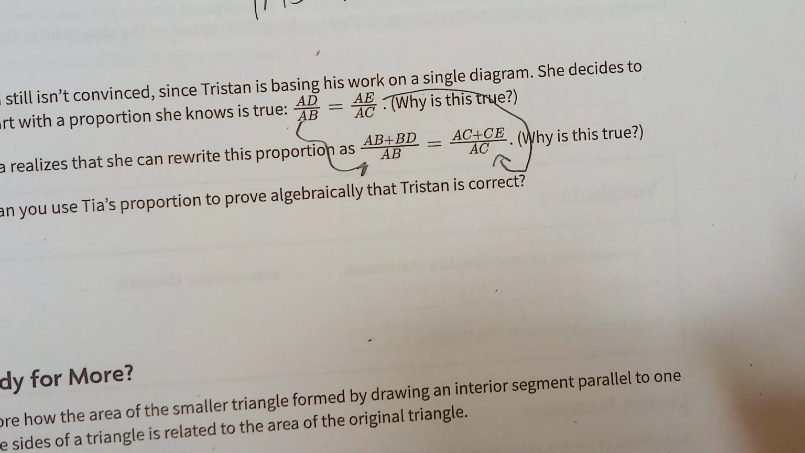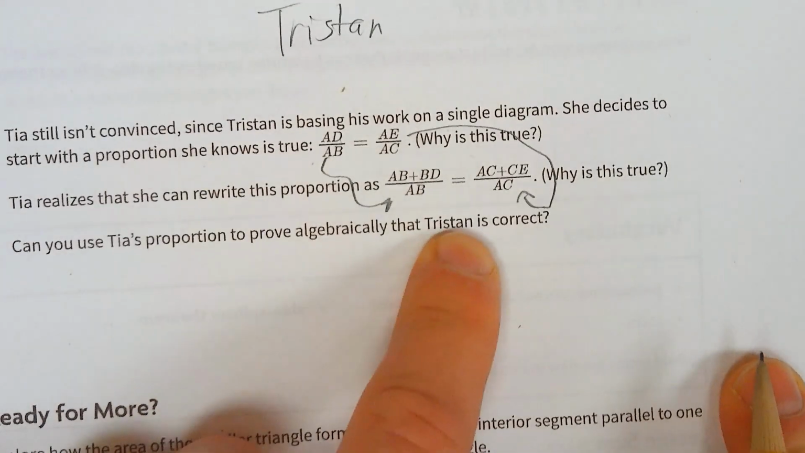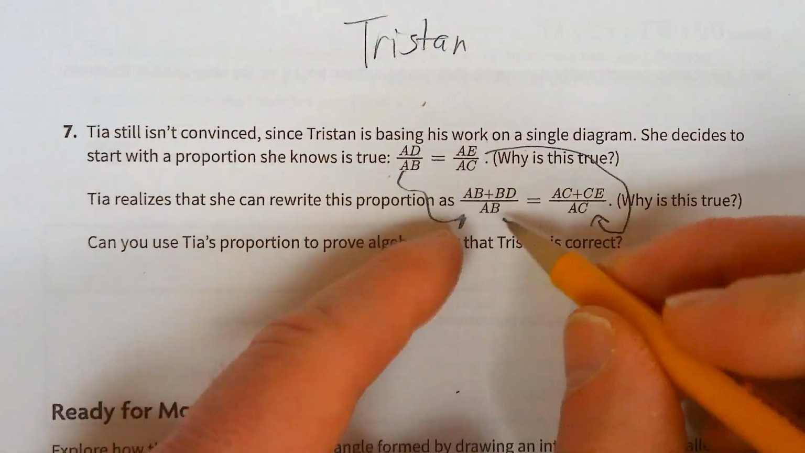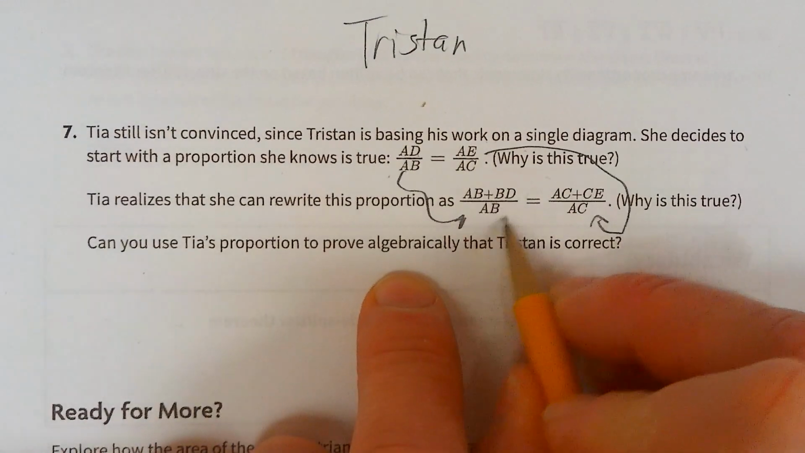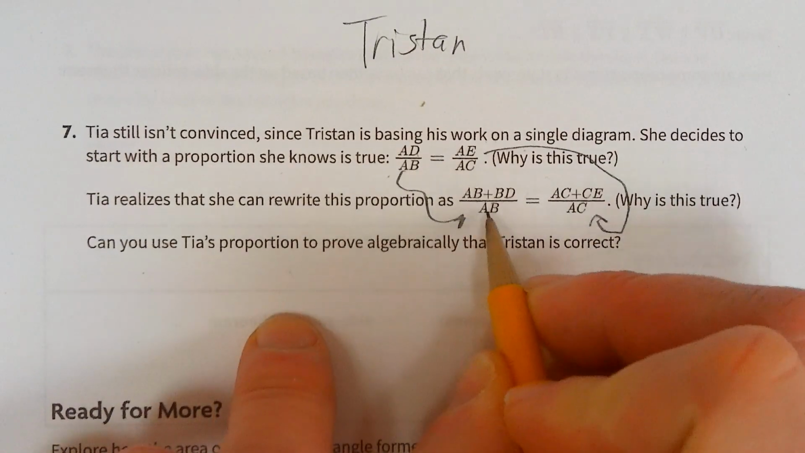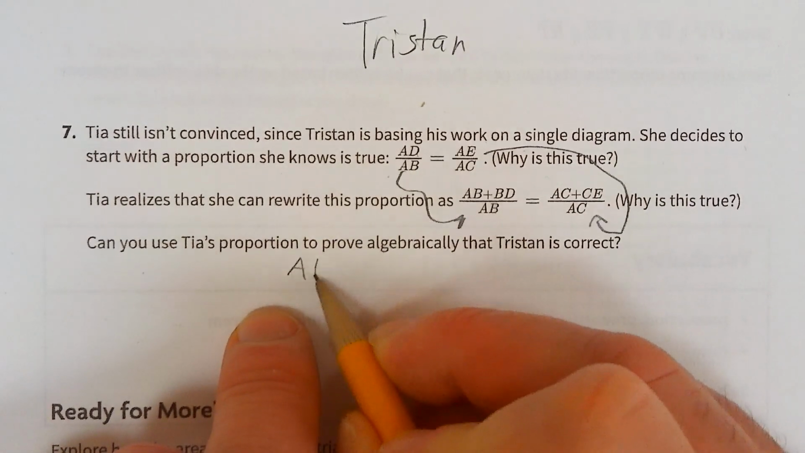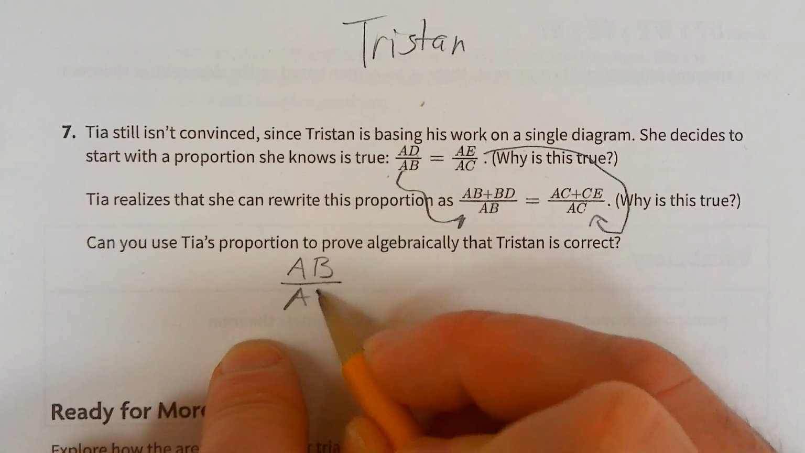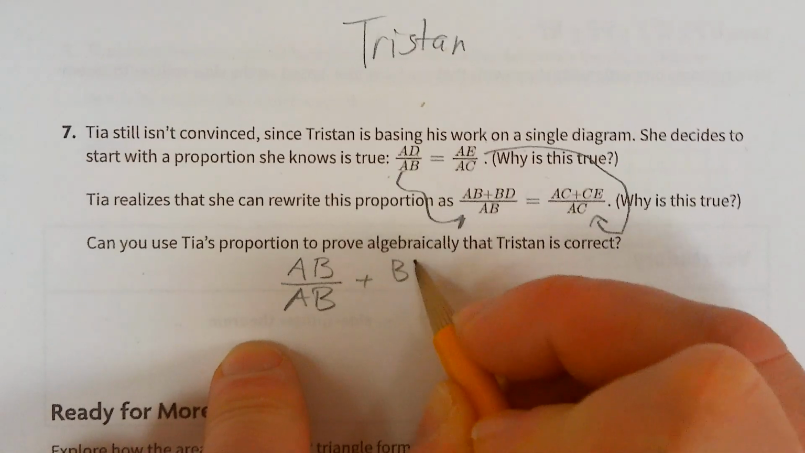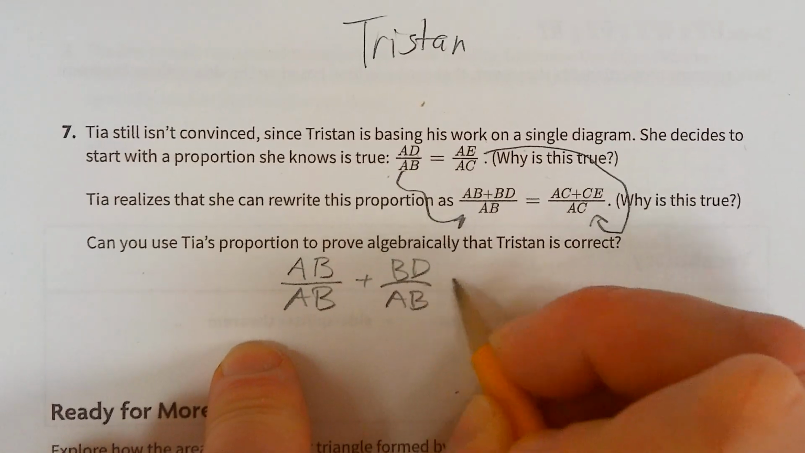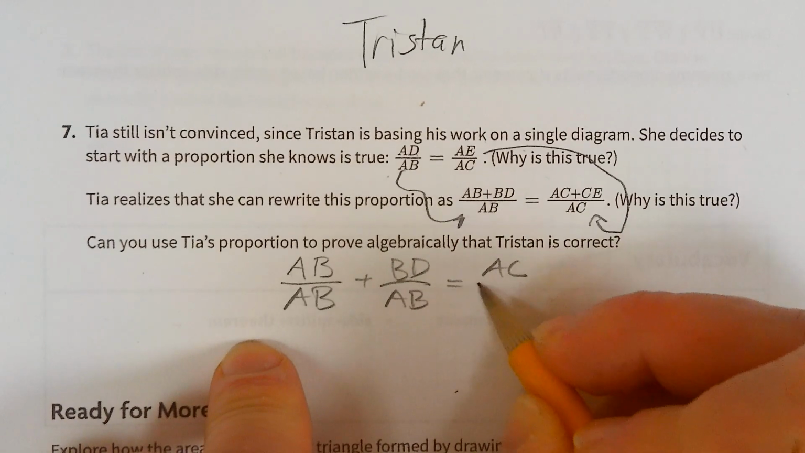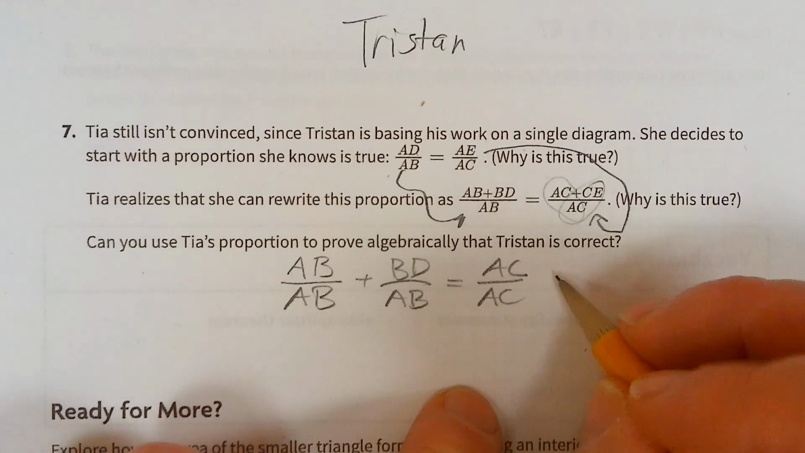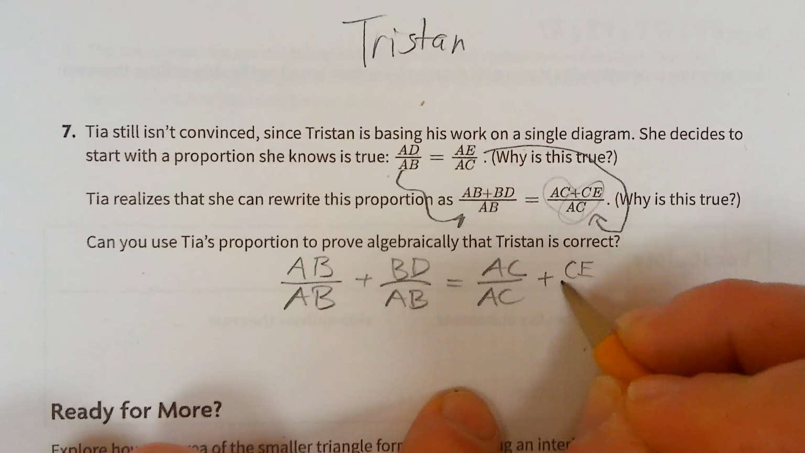And now can we algebraically prove that Tristan is correct? Yes, we can. Here's why. We pull apart this fraction. Remember that whole part at the beginning where I was talking about pulling apart fractions? Because look, this is the same denominator. So if you're just adding the tops of fractions, then we could just write it like this: AB over AB plus BD over AB equals AC over AC, pulling that one apart now, plus CE over AC.